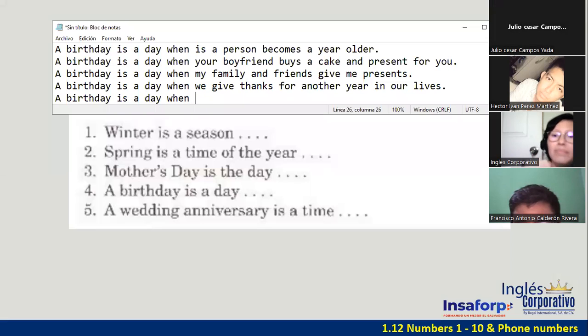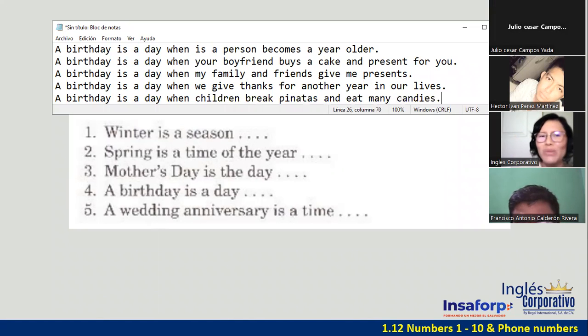A birthday is a day when children break piñatas and eat many candies. Yes, it's true. Break piñatas. No tengo la letra ñ, perdón. And eat sweets or candies, right? Many candies. Uh-huh. That's true.